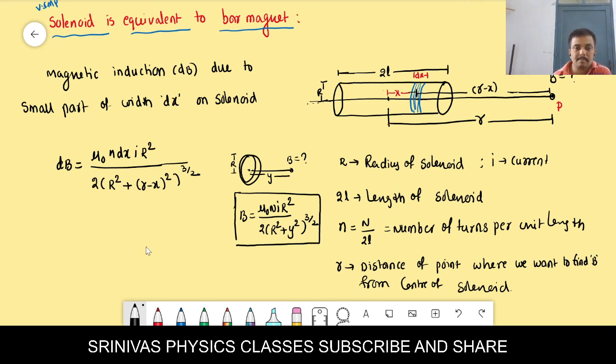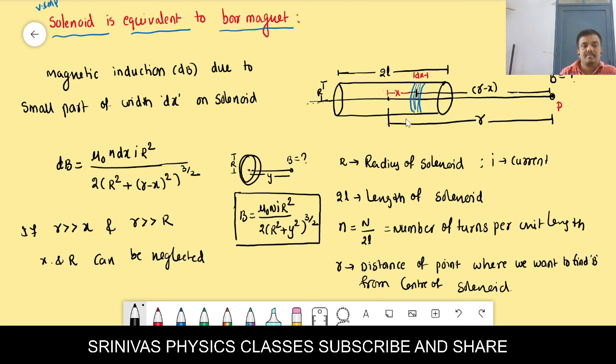Next, from the picture we can write one thing. For example, if small r is much greater than x, and small r is greater than capital R, then at that moment this x and capital R can be neglected. What I am doing here, in the denominator I am taking capital R square plus r minus x whole square, whole power 3 by 2.